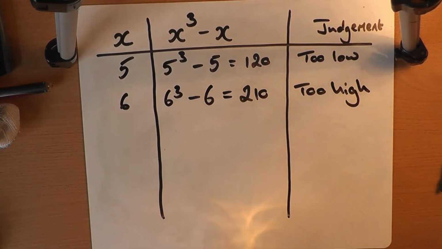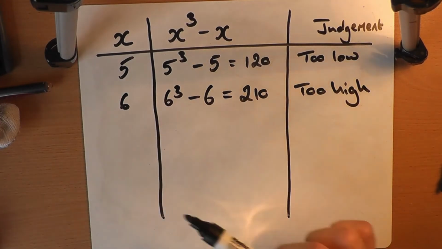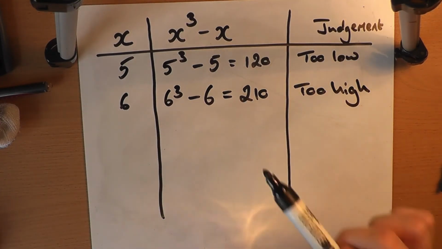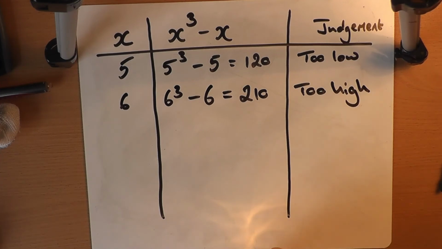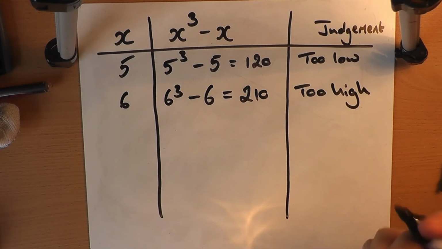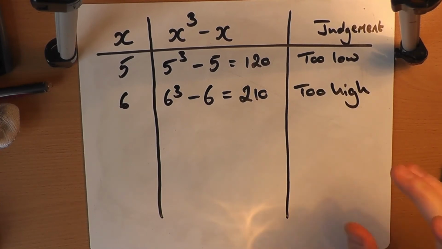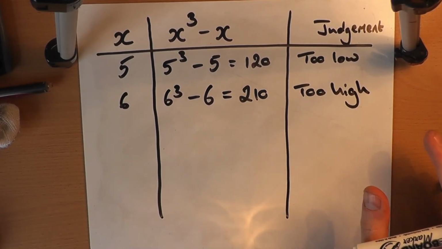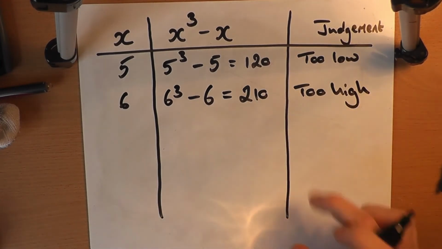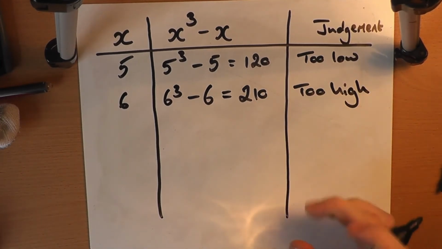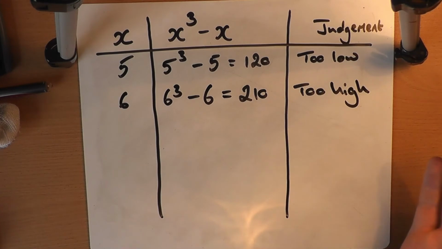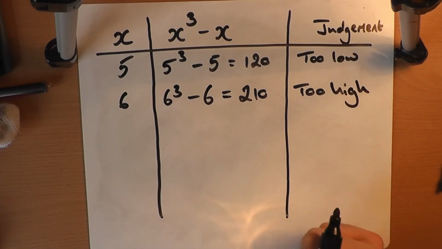Now again, there is some number between 5 and 6 that gives us as close as we can get to the 170. Now it could be that it's closer to 5, it could be that it's closer to 6. 170, actually, it's sort of around about the middle. It's 50 away from there and 40 away from there. So it's not really leaning particularly much closer to the 5 or to the 6.